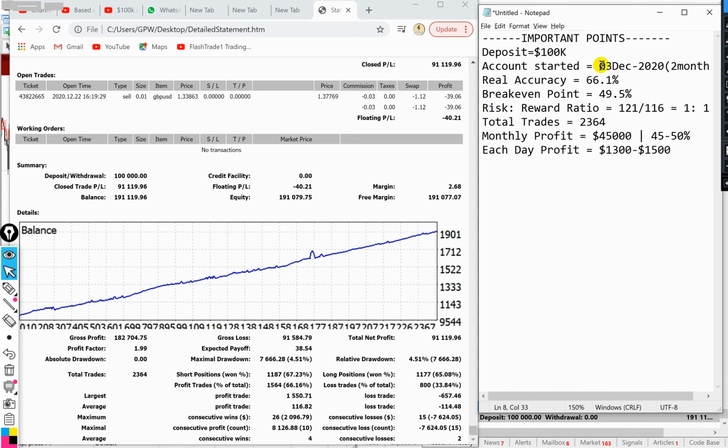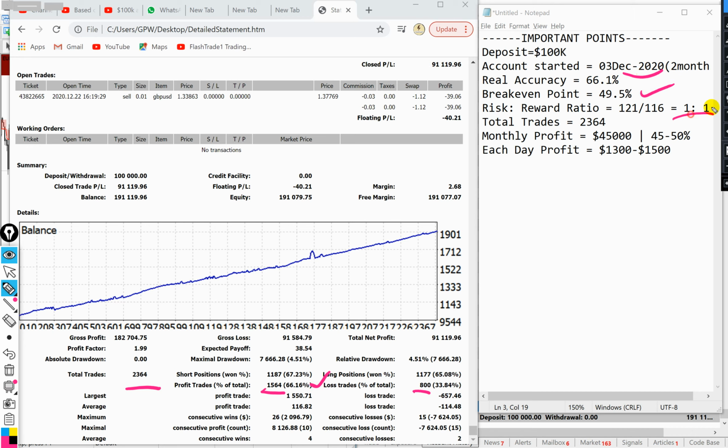We have seen account trading started on 3rd of December 2020. 2 months plus 6 days completed on this account. Real accuracy of this account: total trades placed on the account is 2364, where profitable trades are 1564 and loss trades are 800, with accuracy of 66.1 on this account. Break even point of this account is 49.5. So we are doing far better on this account.